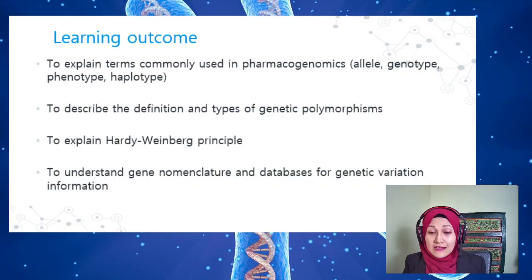By the end of the lecture, you will be able to explain the terms commonly used in pharmacogenomics, like alleles, genotype, phenotype, haplotype, describe the definition and types of genetic polymorphisms, explain the Hardy-Weinberg principle, and understand gene nomenclature and databases for genetic variation information.